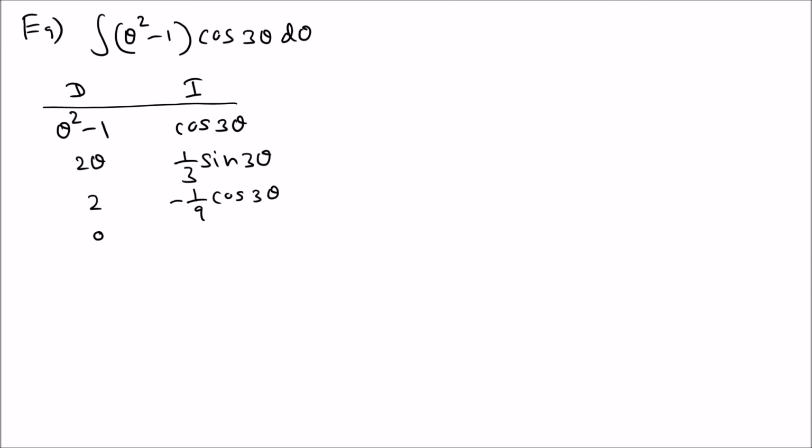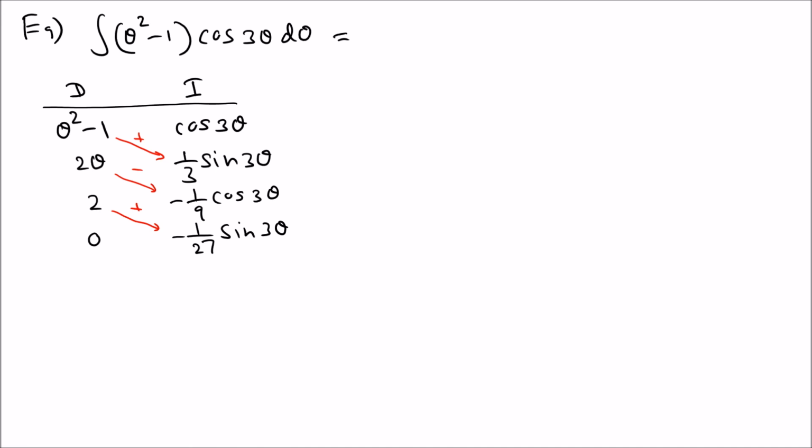Derivative, which is 0, integral, which is negative 1 over 27 sine 3 theta. Okay, and then we're going to start with the plus sign always. So it's a plus and the minus and the plus. Since there's a 0, we don't need any more terms. So we're going to write it now.